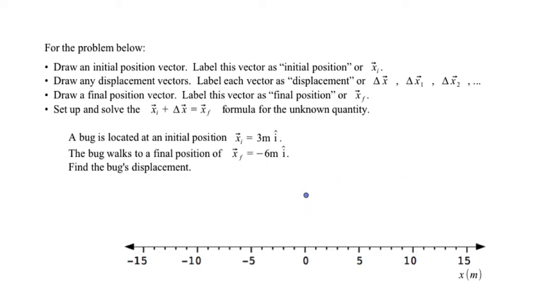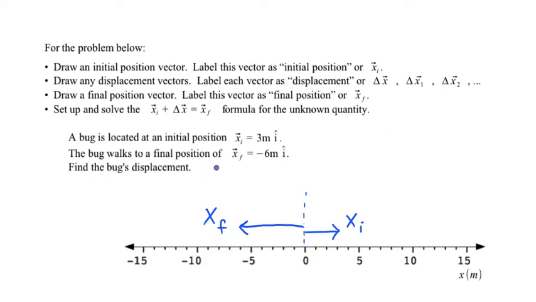We want to start off at 0, and let's go to the right 3 units. According to this, that's going to be our xi. And they also tell us the xf. Now, xi and xf have to start from 0. But the xf is in the negative direction, which means we'll actually start here and we'll go to the left 6 units, and we'll label that as xf.